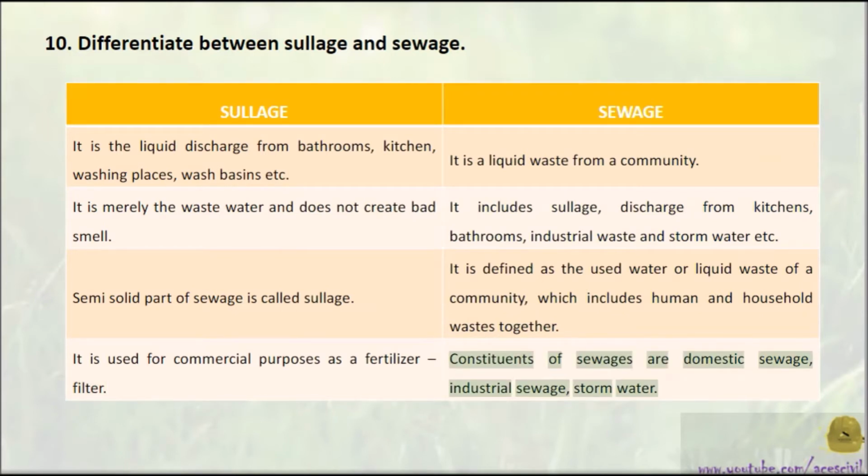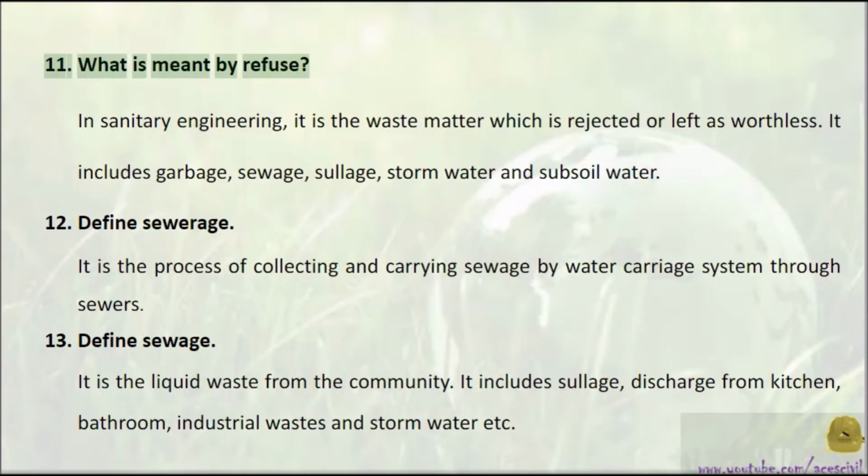Constituents of sewage are domestic sewage, industrial sewage, and storm water. What is meant by refuse? In sanitary engineering, it is the waste matter which is rejected or left as worthless. It includes garbage, sewage, sullage, storm water, and subsoil water.